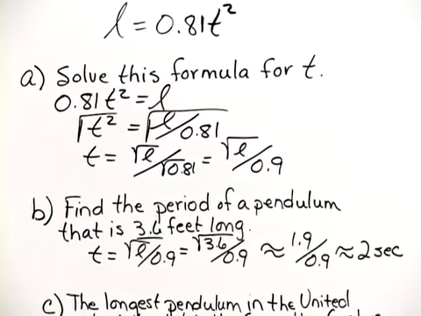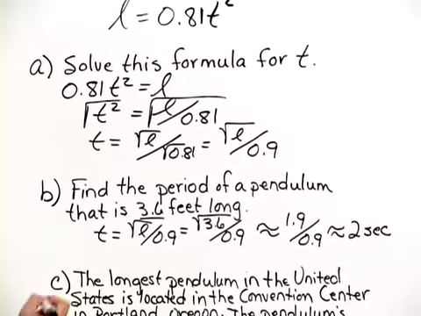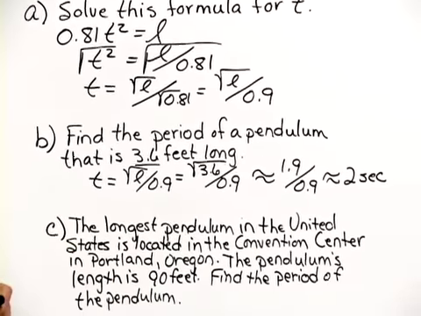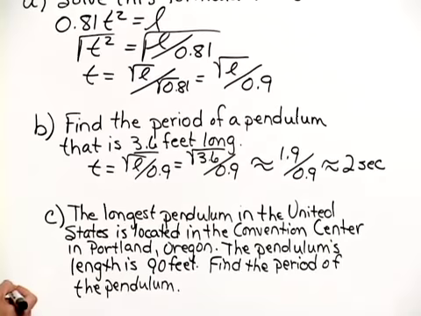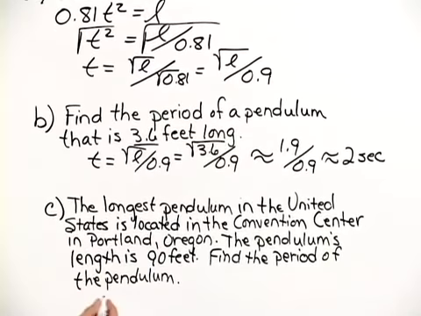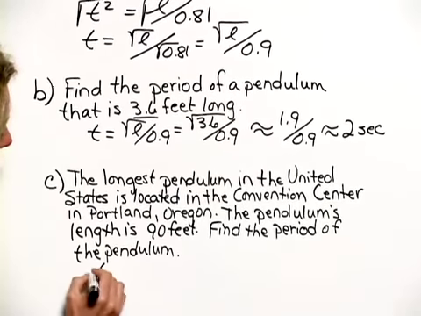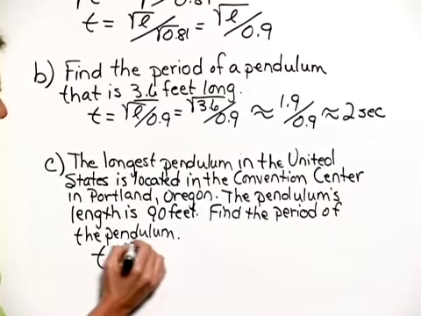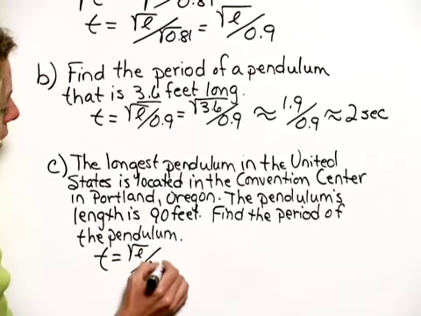Now for part C, we know that the longest pendulum in the U.S. is located in Portland, Oregon. And we know that the length of that pendulum is 90 feet. We want to find the period. So we're going to use our same formula again. T equals the square root of L over 0.9.